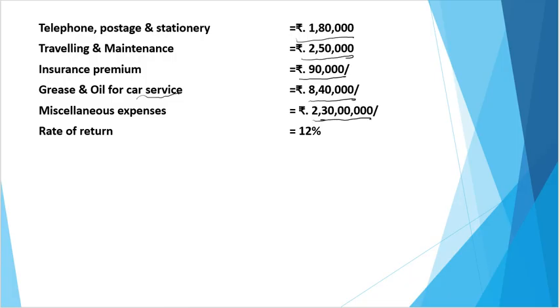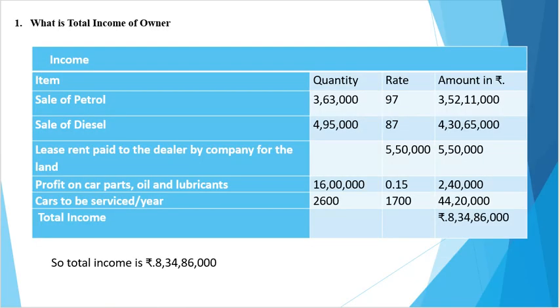The rate of return is given to you as 12%. So you have to find what is the total income. See here, the liter of petrol is being sold at 97 rupees per liter. So 3 crore 52 lakh 11,000 he will get from the sale of petrol.